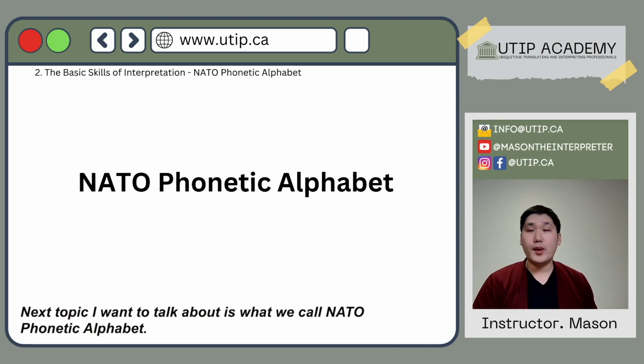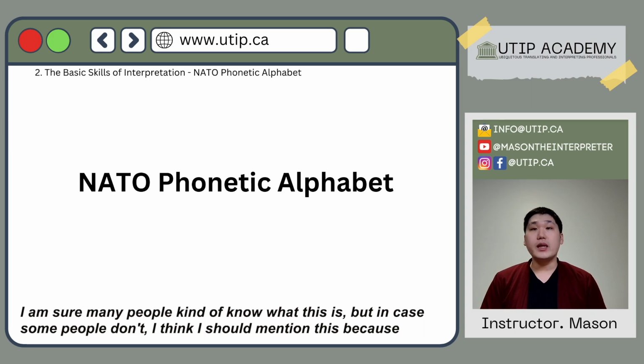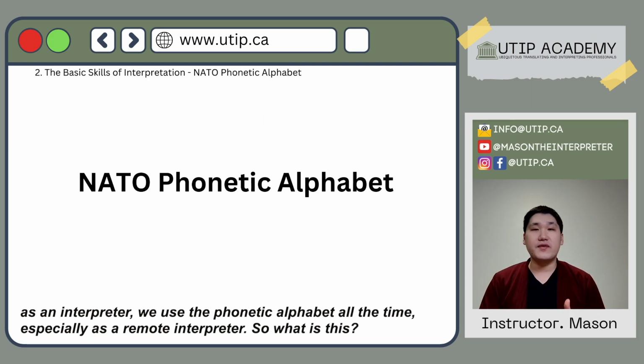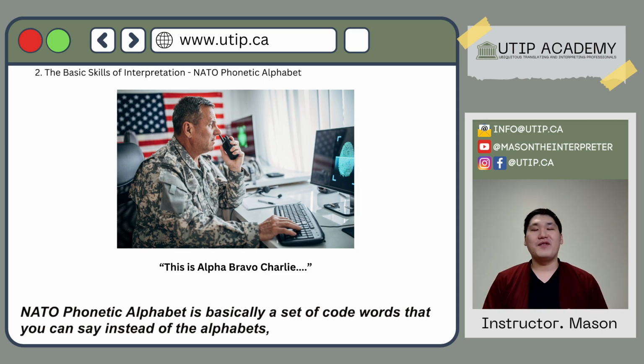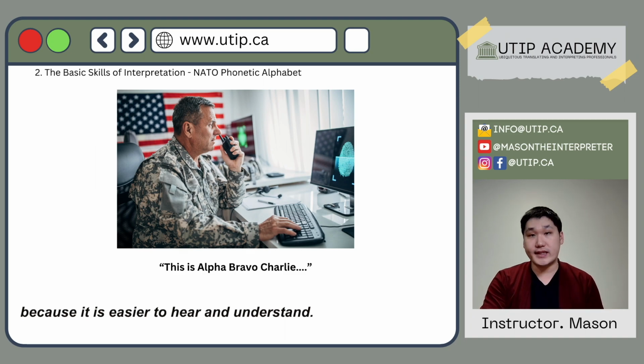Next topic I want to talk about is what we call the NATO phonetic alphabet. I am sure many people kind of know what this is, but in case some people don't, I think I should mention this because as an interpreter, we use the phonetic alphabet all the time, especially as a remote interpreter. So, what is this? You probably have seen something like this in a movie. This is Alpha, Bravo, Charlie, Roger, something like this. The NATO phonetic alphabet is basically a set of code words that you can say instead of the alphabets because it is easier to hear and understand.